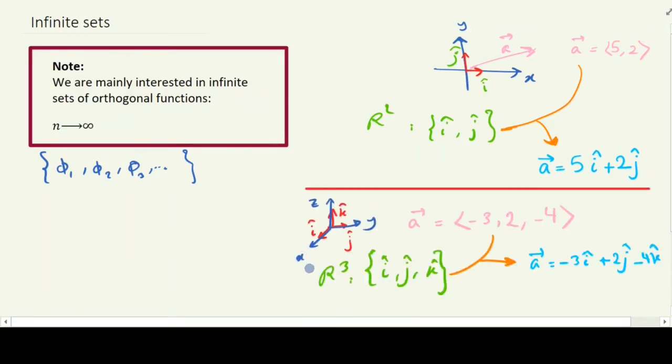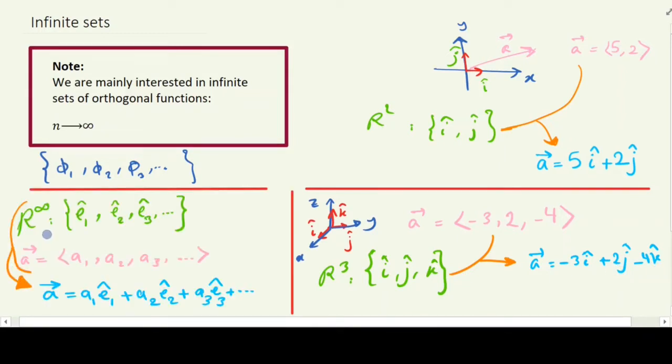Similarly, if we go to the three-dimensional space, we can have a basis consisting of three orthogonal vectors like i, j, and k. And then any arbitrary vector like a can be generated using a linear combination of these members that you have in your basis. So for example, this vector here with the components of -3, 2, and -4 can be produced using this specific linear combination of i, j, and k. So it can be written as -3i plus 2j minus 4k.